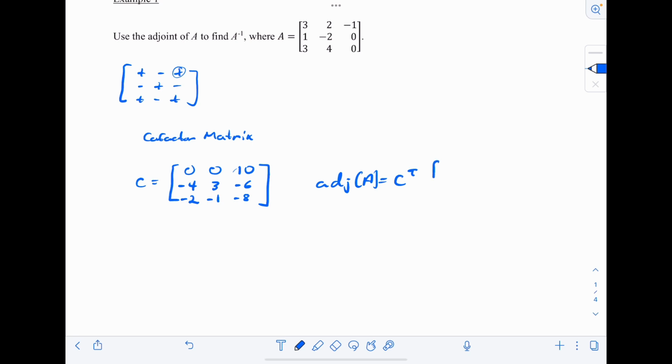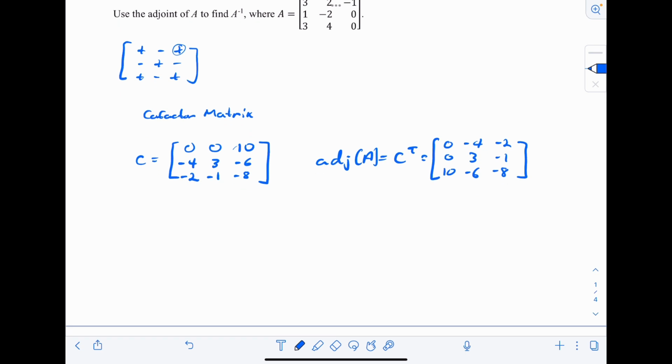All right, so again, rows become columns, columns become rows. So 0, 0, 10, that row becomes the first column. Second row becomes the second column, -4, 3, -6. And the last row becomes the last column, -2, -1, and -8. So that's our adjoint.